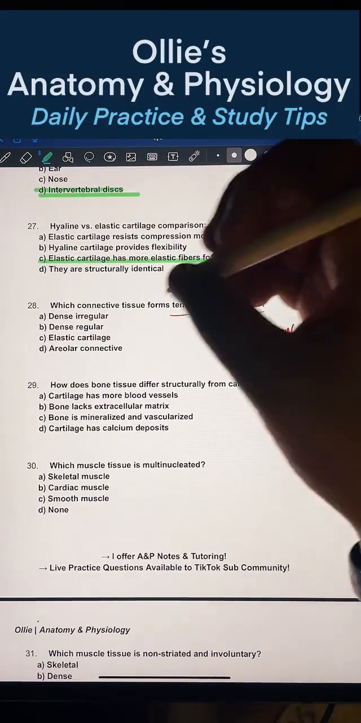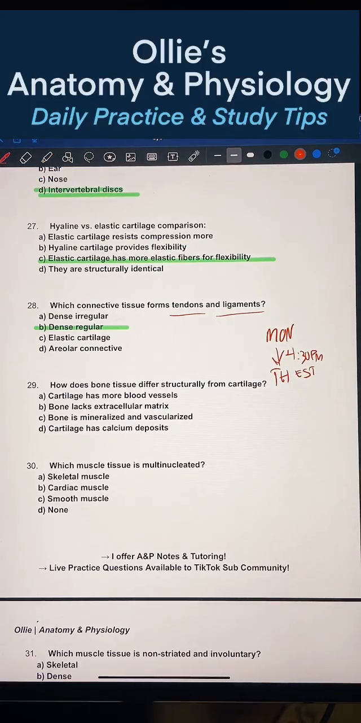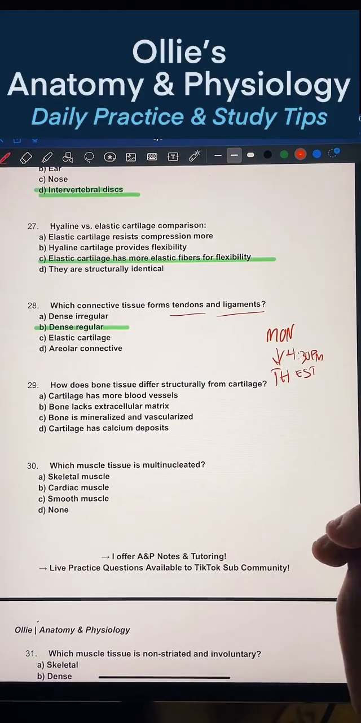Number 28, the answer is B. It is dense regular. Fibers are aligned parallel to resist tension essentially along one axis.